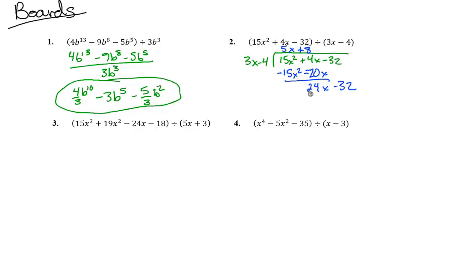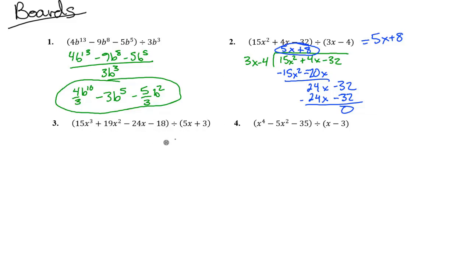So 8 times 3x is 24x. 8 times negative 4 is a negative 32. Subtract, and we get 0. Turns out to equal exactly 5x plus 8. And you could actually check that. Take 5x plus 8 times 3x minus 4, and you better get the larger trinomial back.